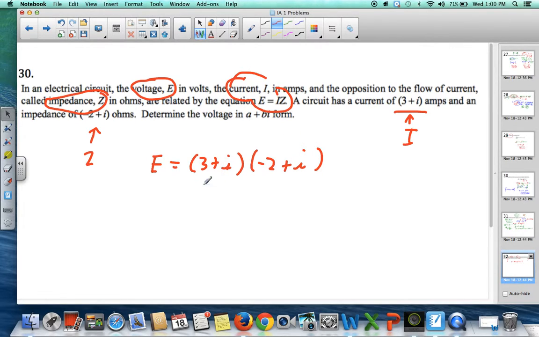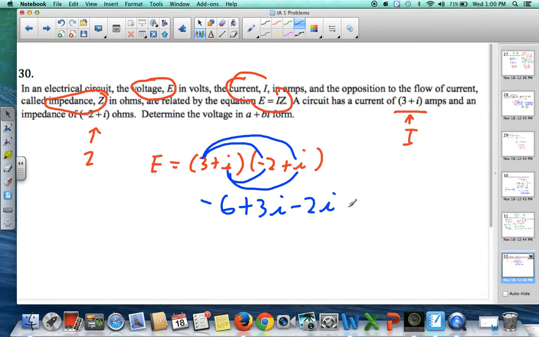So basically it comes down to do FOIL for that. So I'm going to look at this and I'm going to say 3 times negative 2 is negative 6. 3 times i is plus 3i. Negative 2 times i is negative 2i. And i times i is plus i squared. So that becomes negative 6. These two combine together to be plus i. And then this is going to be plus i squared, which is minus 1. So negative 6 minus 1 is negative 7 plus i.